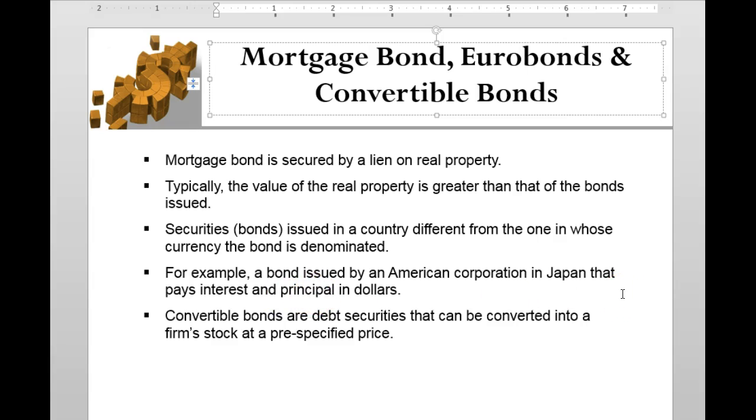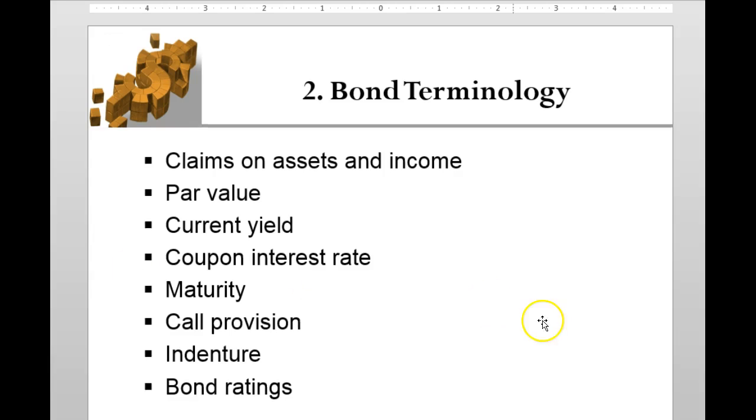So you can kind of see a Eurobond is between countries. And a convertible bond is a debt that can be converted into stock or some other security within the corporation. Here's some bond terminology. You probably know all of this. And we're going to go through each one of them as we go down these slides.